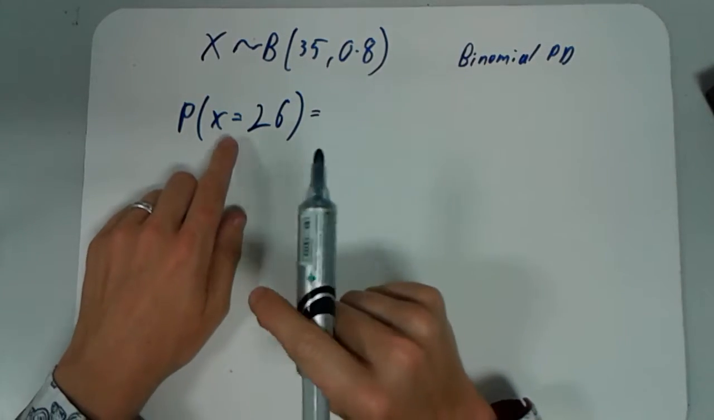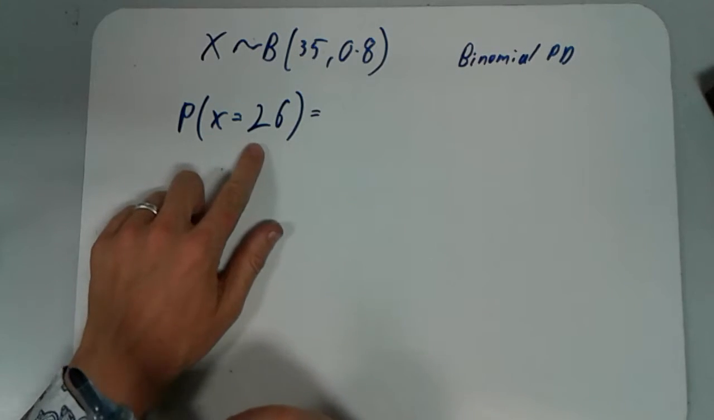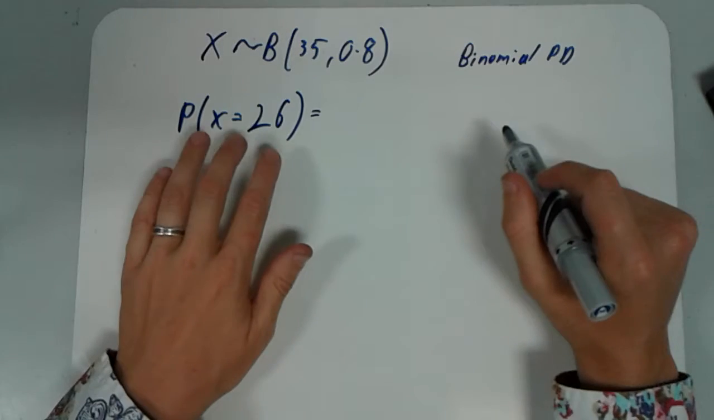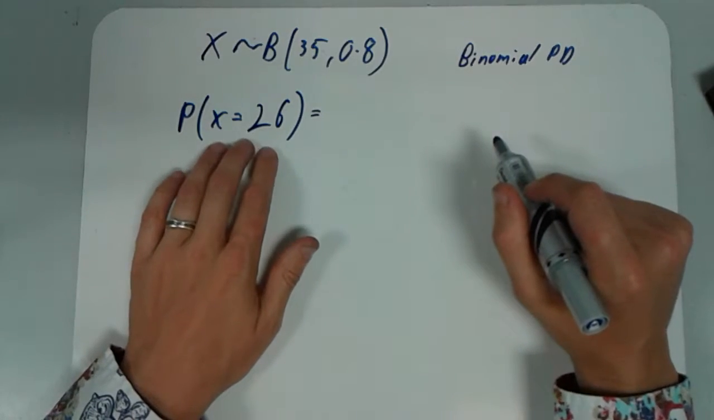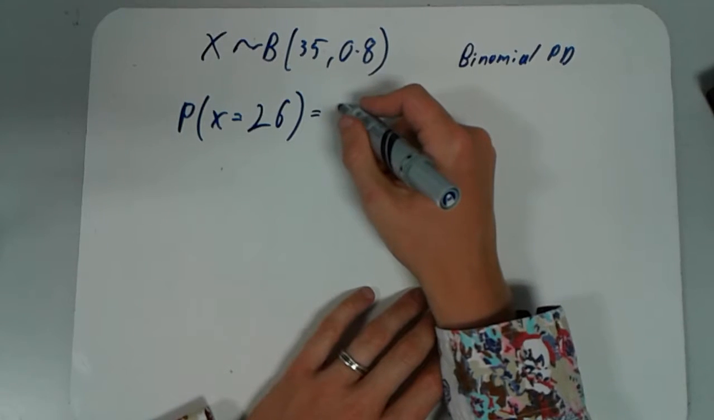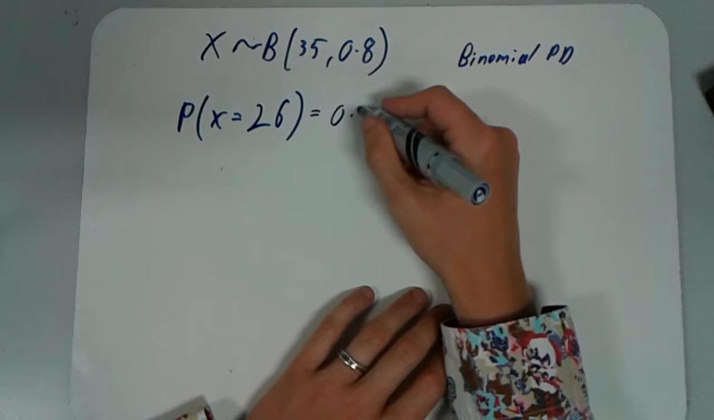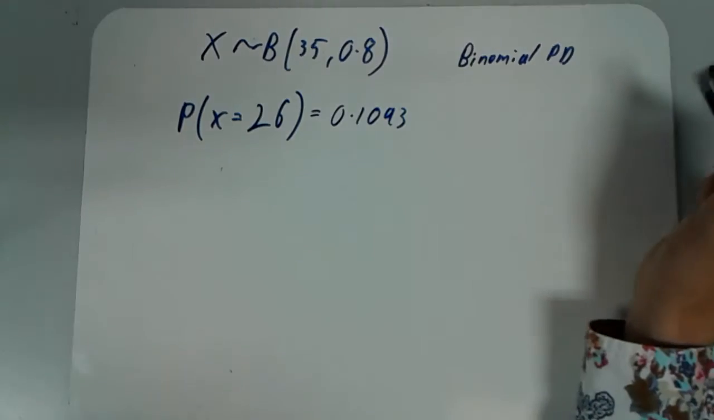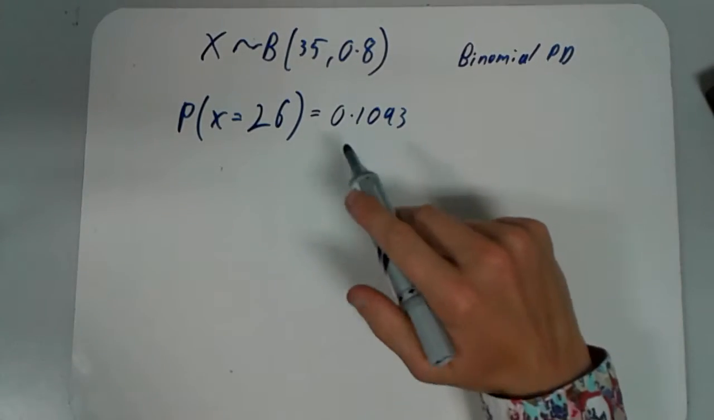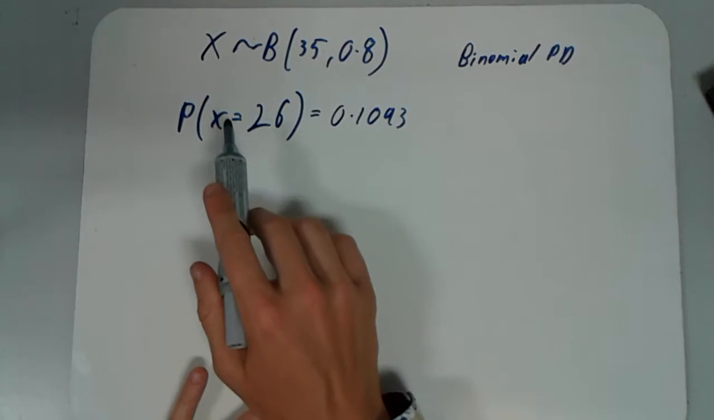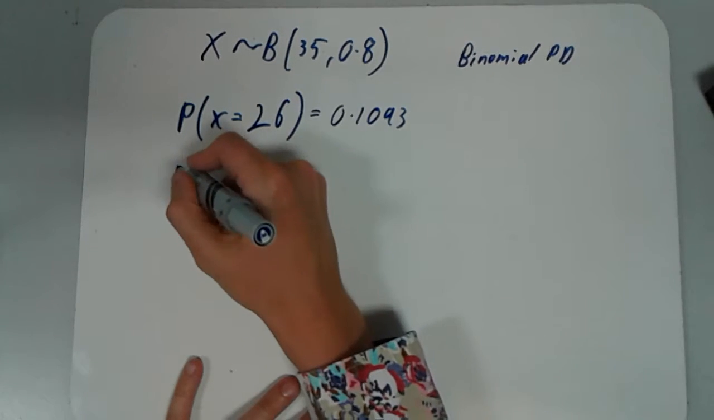That's because in this case we have the probability that x equals 26. So we're using the probability distribution. We want to know the probability that x equals an exact value. So if we put that into the calculator, you should get 0.1093. Check that you get that value on your calculator to make sure you're doing it right. So equals is easy enough.